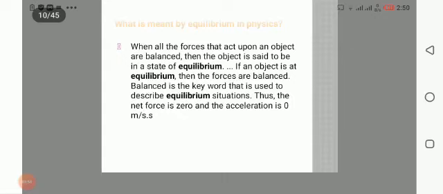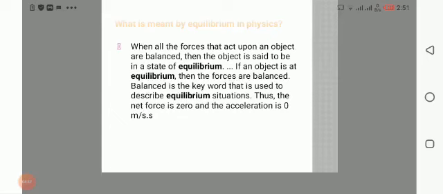There are a few questions about equilibrium. What is meant by equilibrium in physics? When all the forces that act upon an object are balanced, then the object is said to be in a state of equilibrium. If an object is at equilibrium, then the forces are balanced. Balanced is the key word that is used to describe an equilibrium situation. Thus, the net force is zero and acceleration is 0 meter per second squared.